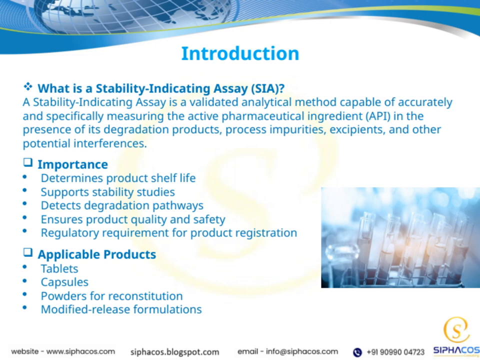Let's start by understanding what a stability indicating assay, or SIA, really is. It's a precise, validated method that measures the active ingredient in a drug, even when other substances like degradation products or impurities are present. This is crucial because it helps determine how long a product stays effective, supports stability studies, and reveals how the drug might break down over time. Ultimately, it ensures quality, safety, and meets regulatory demands. SIAs apply to a range of products, from tablets and capsules to powders and modified release forms.